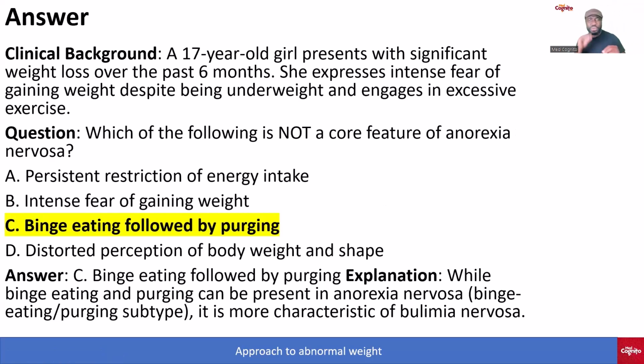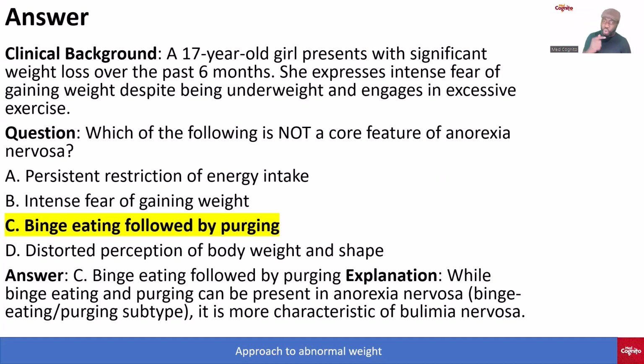The question was, which of the following is not a core feature of anorexia nervosa? That means when you are studying, you have to know the core features of anorexia nervosa, and the core features are 3 things. Number 1, a patient who has persistent restriction of energy intake, like persistent restriction of food. That is a core feature. Number 2, a patient who has intense fear of gaining weight. That is another core feature. And then a patient who has a distorted perception of body weight and shape. That is also another feature of anorexia nervosa.